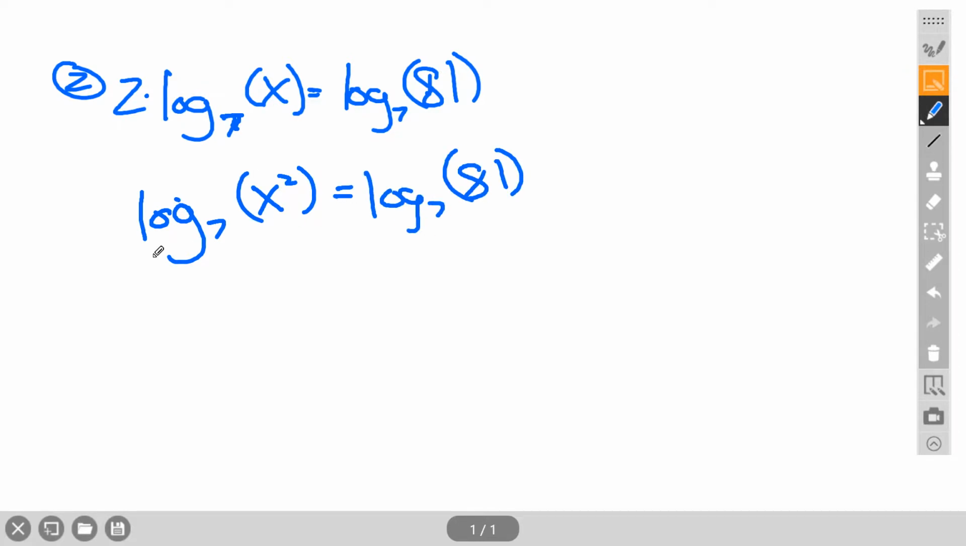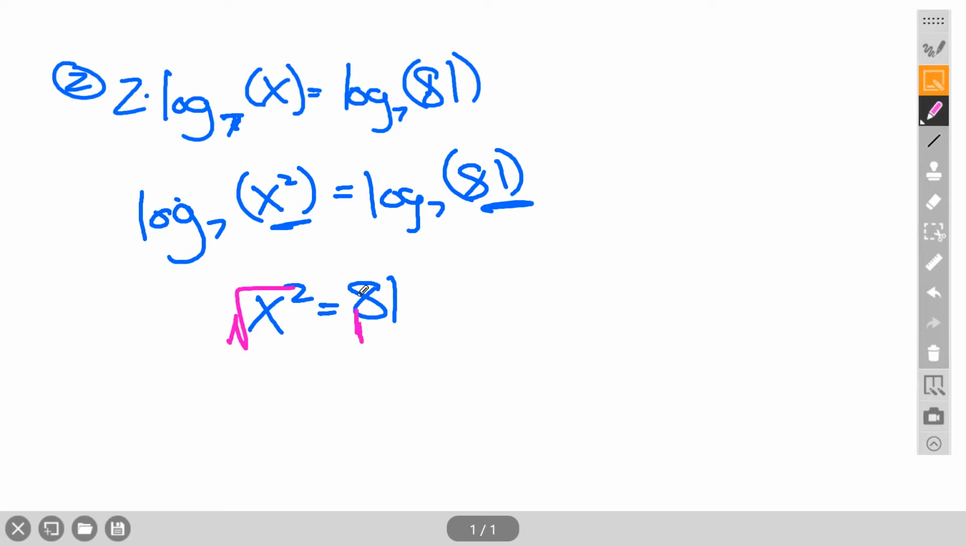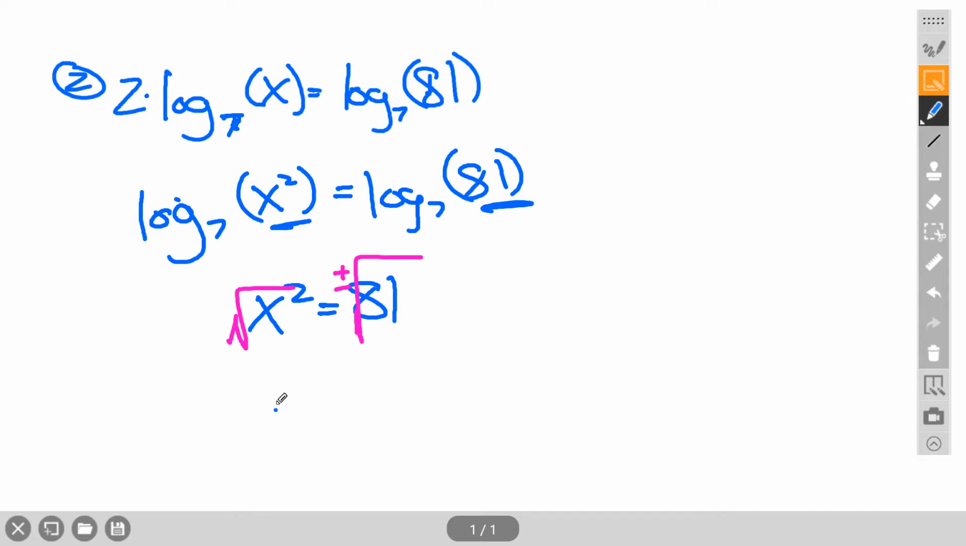Since both sides have the same logarithm with the same base, we can just set these equal to each other. x squared equals 81. I don't need to factor this one because there's no b value. I don't need to set it equal to 0 and factor this. I can just solve this using the square root method. I can square root both sides. Don't forget the plus or minus. So I got x is equal to plus or minus 9.